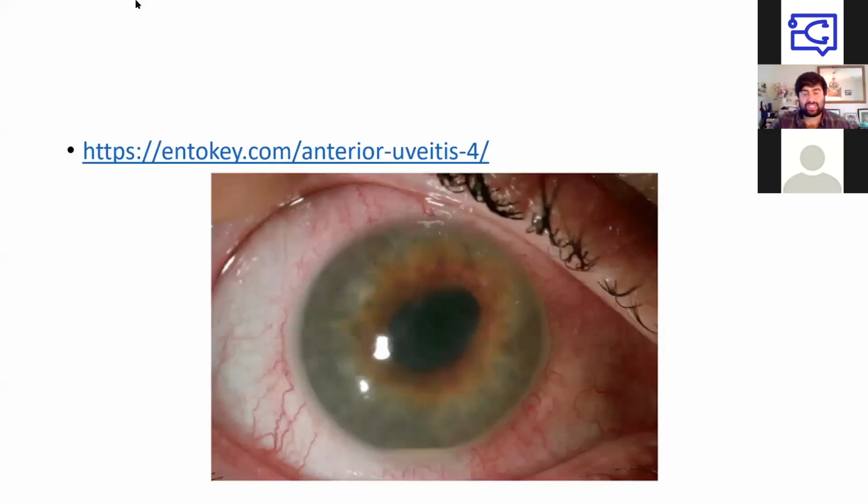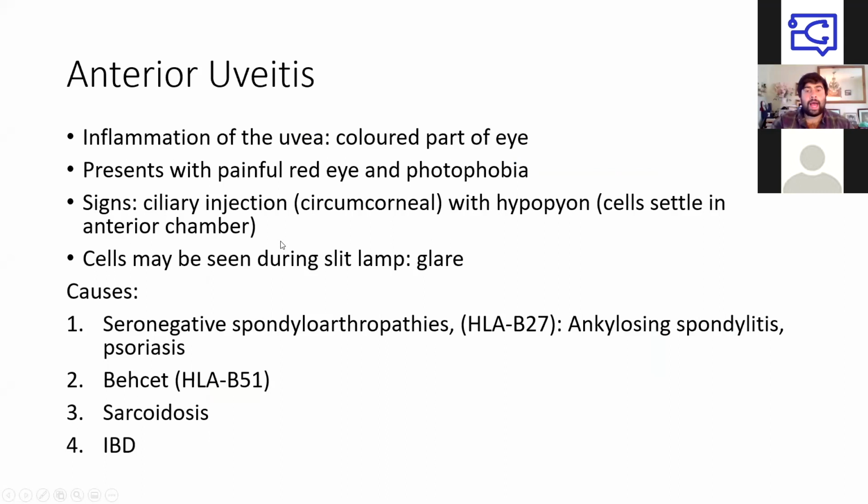So this is a nice picture that I got, where you can see that the redness is around the cornea. And that's called ciliary injection. And then you can see, again, inferiorly, you can see that collection of pus, and that's called a hypopion. You might, when you examine with a slit lamp, find evidence of flare, and that means there are inflammatory cells in the anterior chamber, which will probably settle and then form a hypopion.